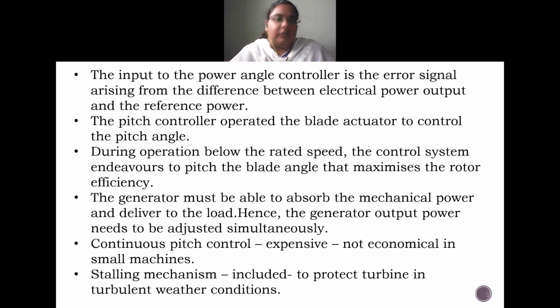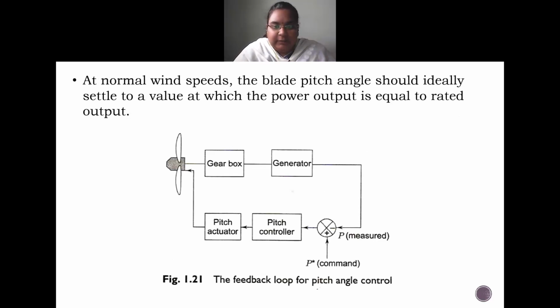Now, the input of the pitch angle controller is an error signal arising from the difference between the electrical power output and the reference power. That is what we are saying. We take the difference between the power required and the power measured, and this will be your error signal, which will be continuously fed to the pitch controller.